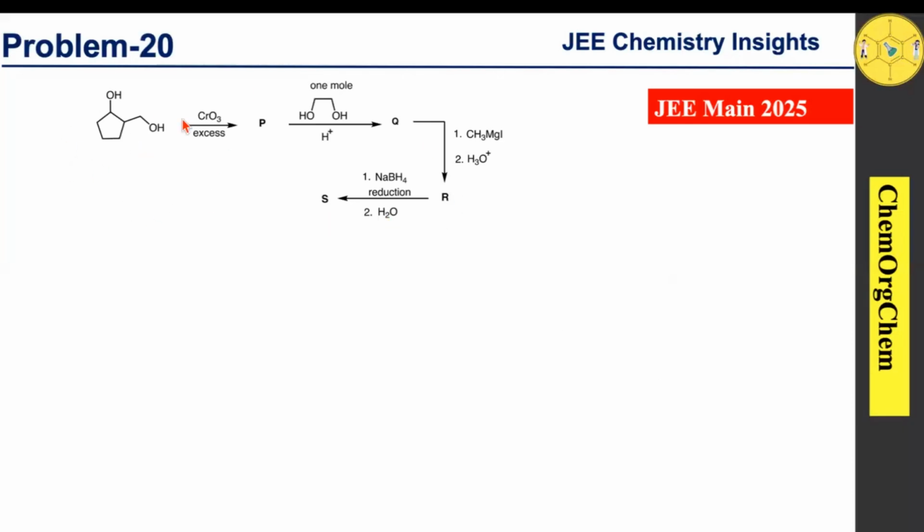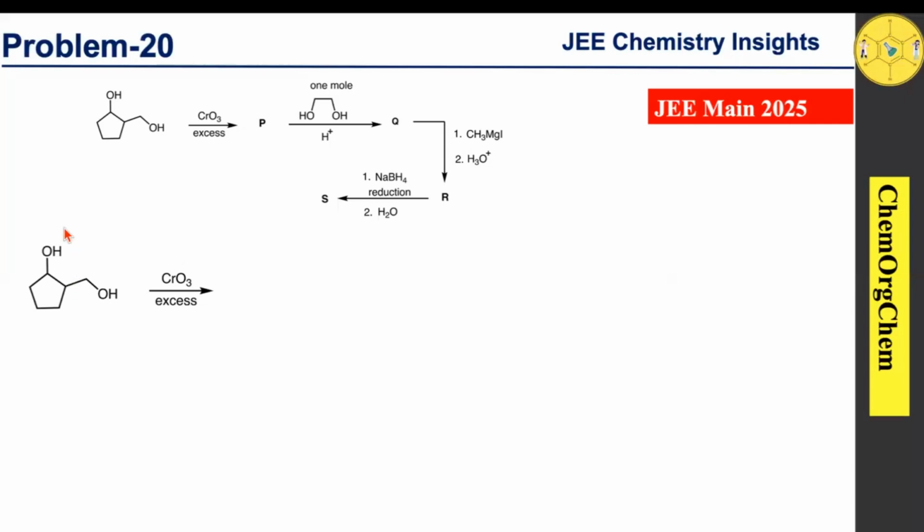So our starting molecule is an alcohol. Now you see this compound contains a primary alcohol as well as a secondary alcohol on the cyclopentane ring. So when we use chromium trioxide, which acts as a strong oxidizing agent, both alcohols will be oxidized to their highest possible oxidation state.